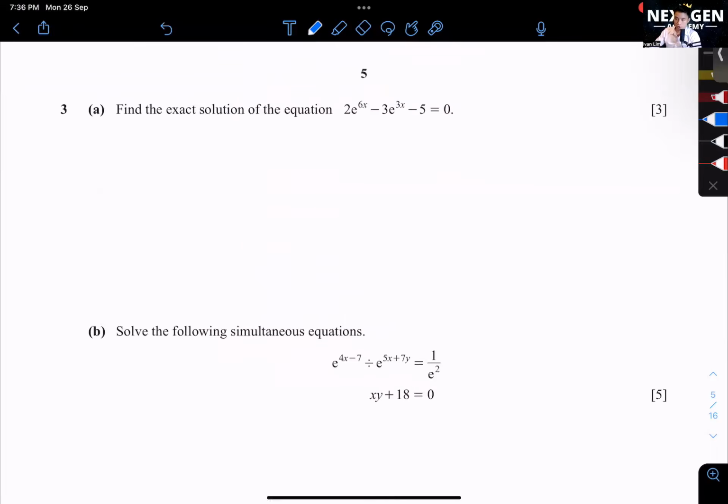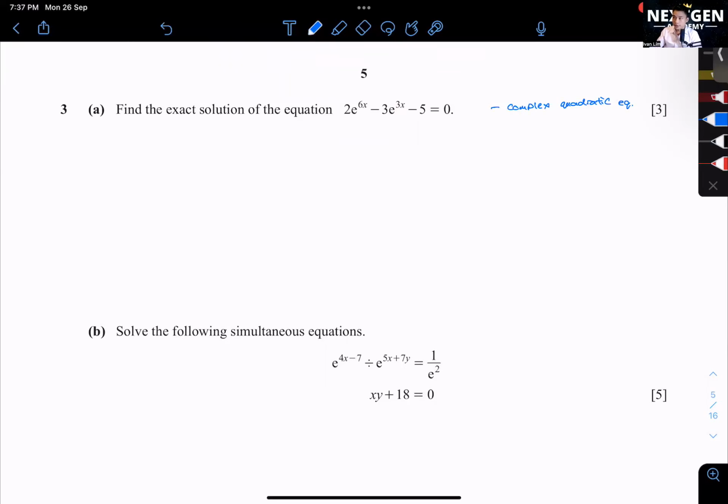All right, question 3A. Find the exact solution of the equation 2e to the power of 6x minus 3e to the power of 3x minus 5 equals 0. This one falls under your complex quadratic equation, the one small part. I think in chapter 5, right?